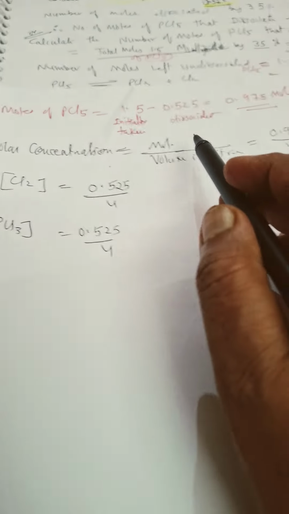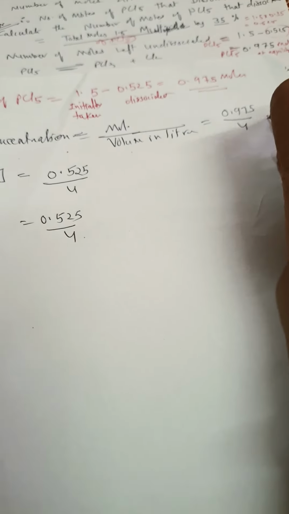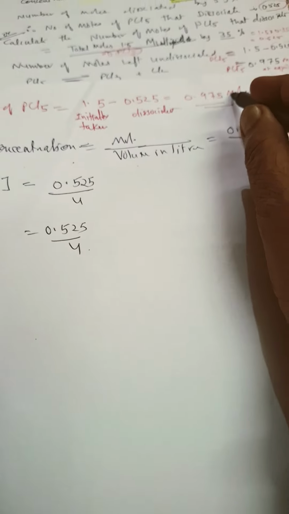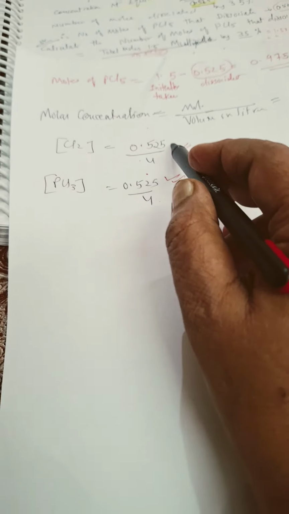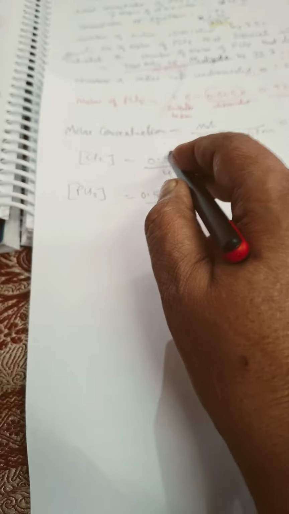Molar concentration is equal to moles divided by volume in liter. So this is for PCl5. Moles are here 0.975 divided by 4, and the amount dissociated will be the amount of Cl2 as well as PCl3. So its molar concentration will also be 0.525 divided by 4. All of them are moles divided by volume in liter. So this is moles divided by volume in liter in both cases.